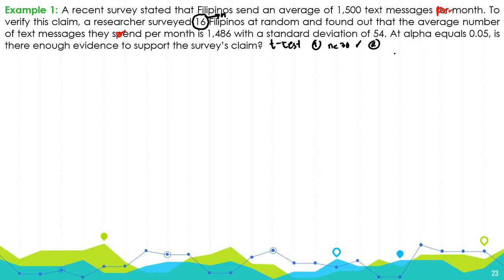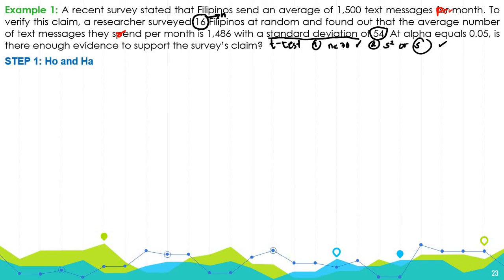We are not given with the population variance or standard deviation. What's given instead can either be the sample variance or the sample standard deviation. Again, going back to this problem, we can see that there is a given standard deviation, but the standard deviation, which is 54, pertains to the sample standard deviation because this 54 here describes the data obtained from 16 Filipinos. So we are given with the sample standard deviation. Hence, we can verify that this one is using t-test. Let's now proceed to hypothesis testing.